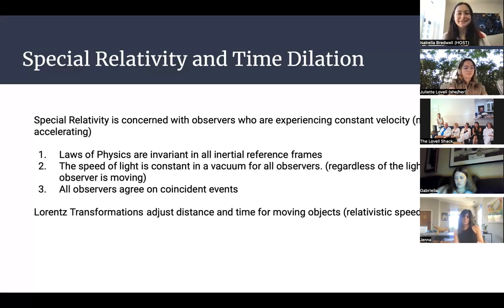But yeah, so it's always the same, it's always going to be C, and you can approach it, but you can never get there, basically. And then all observers agree on coincident events. So events that happen at the same place in the same time, the space-time axis, are always going to be agreed on. So the Lorentz transformations tell you what the new distance and time for objects moving at relativistic speeds are.